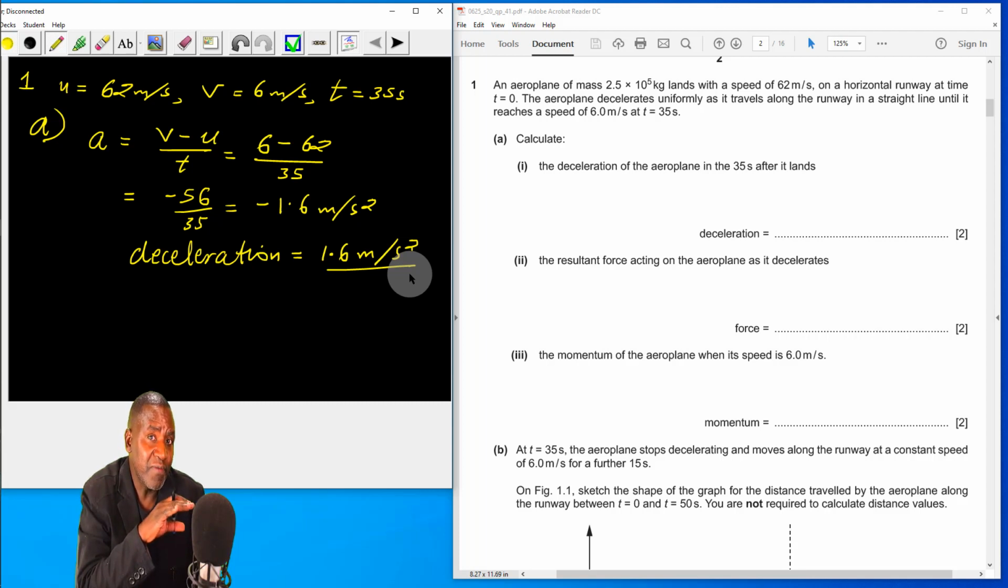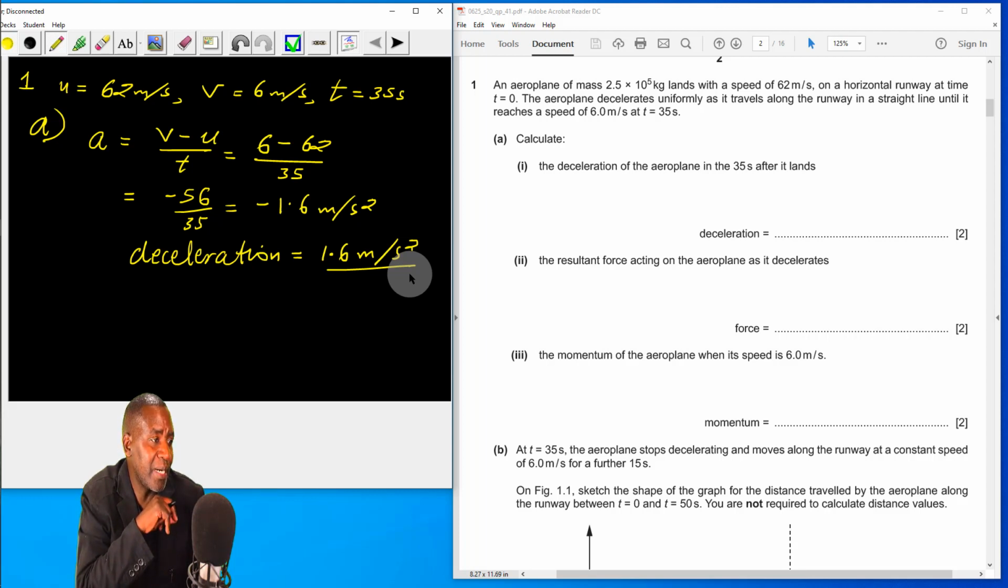And then, if that acceleration has a positive value, we leave it as acceleration and we call it acceleration. But if the acceleration possesses a negative sign, then we call it deceleration. And I've just stated its meaning. So the velocity is decreasing by 1.6 meters per second every second.